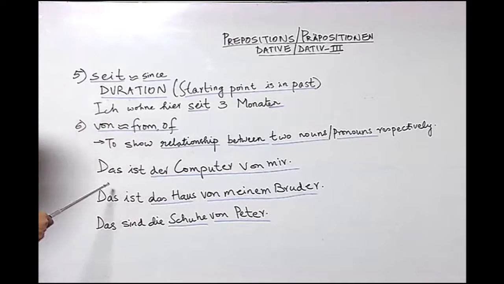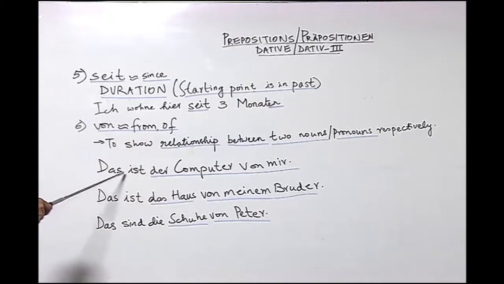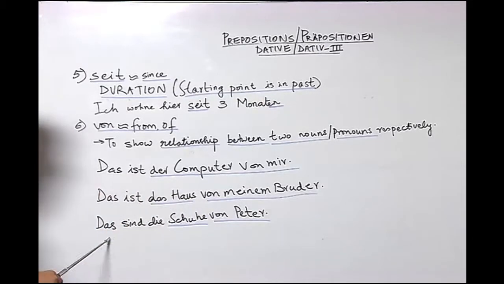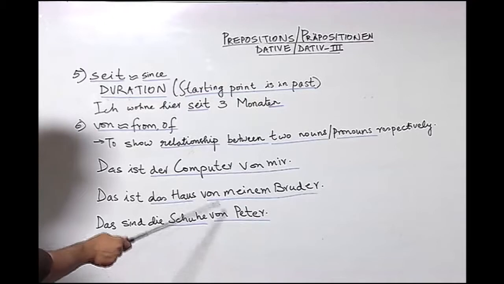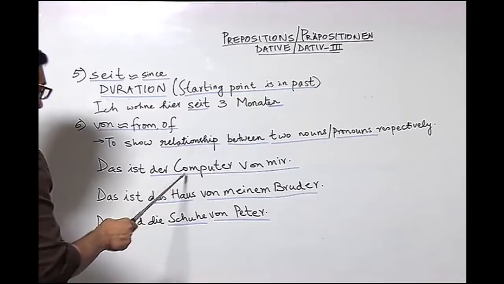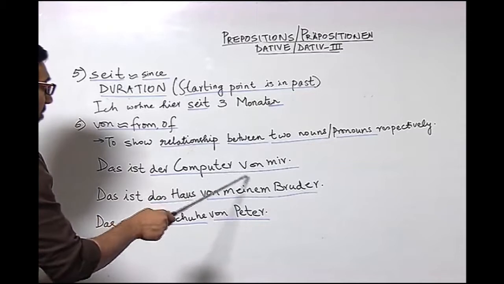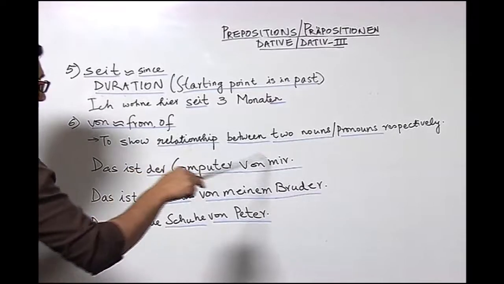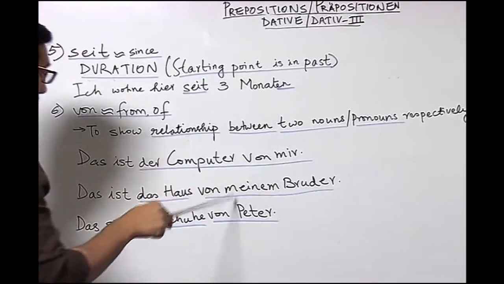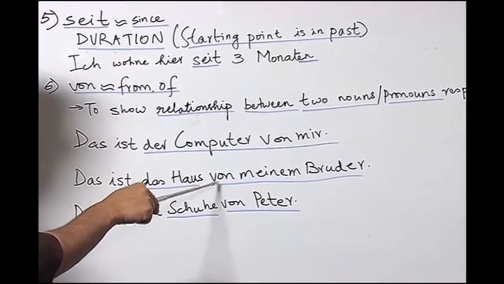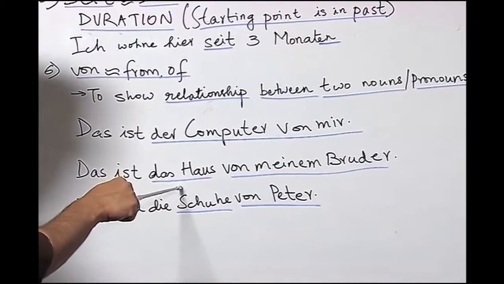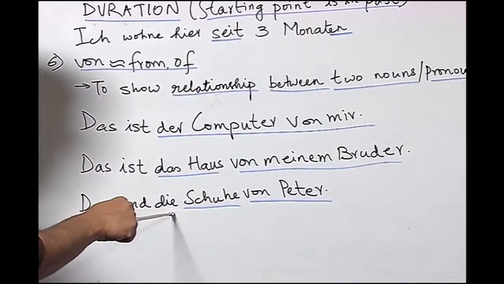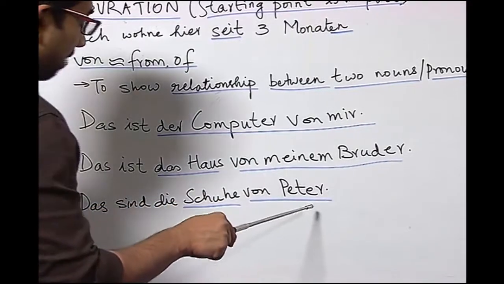Now, please look at this example. We have here the sentence, das ist der Computer von mir, das Haus von meinem Bruder, das sind die Schuhe von Peter. Now, if you focus on these underlined parts, you can see that here we have the preposition von, and on one side we have the computer, on the other side we have a pronoun. In the second sentence also we have on the left side a noun and on the right side also a noun, and also in the third.